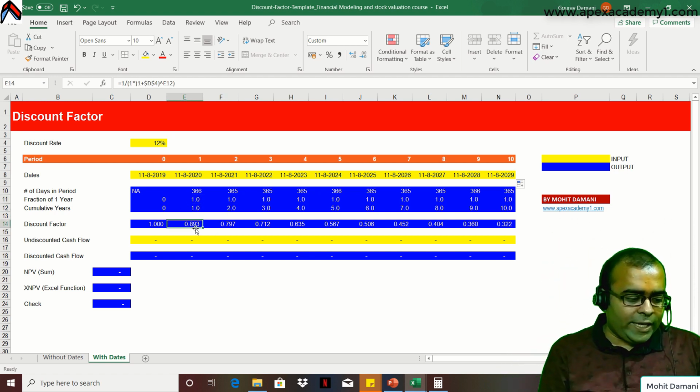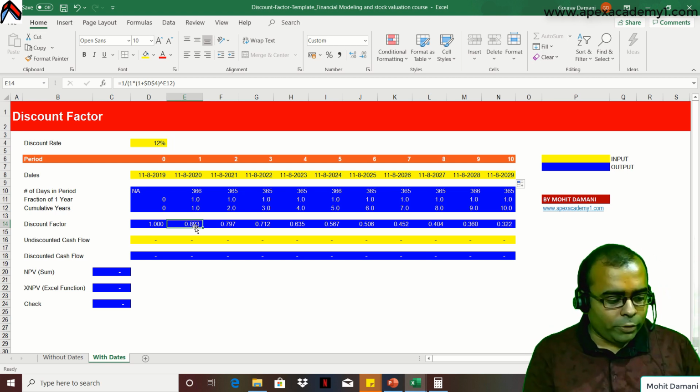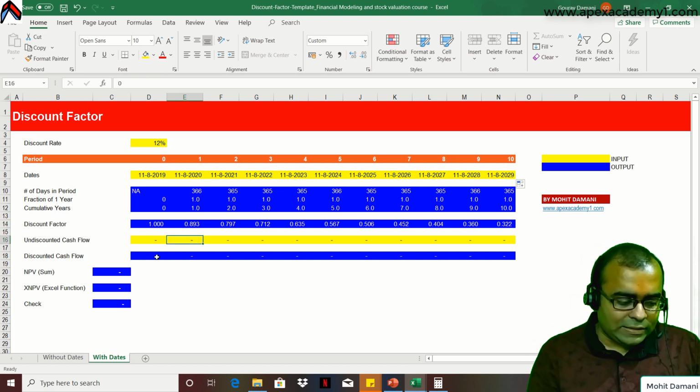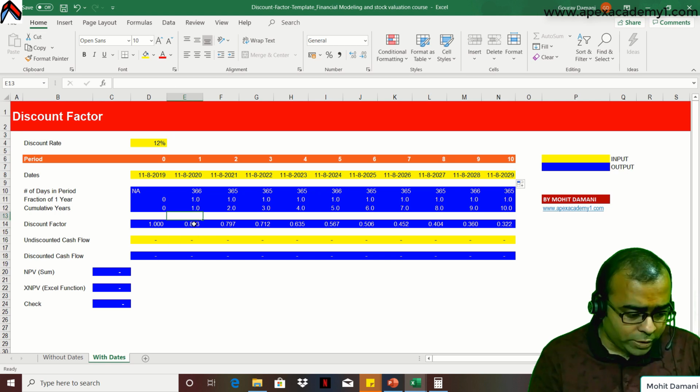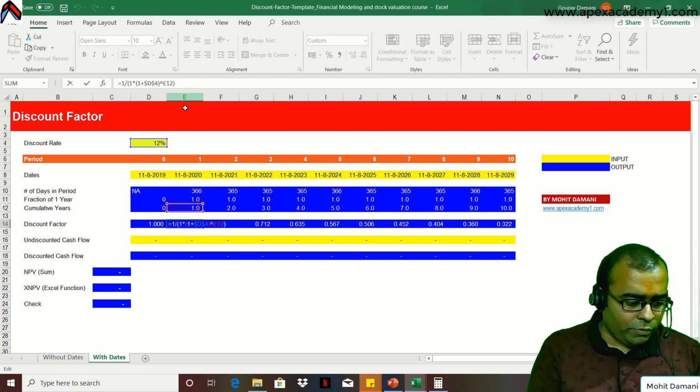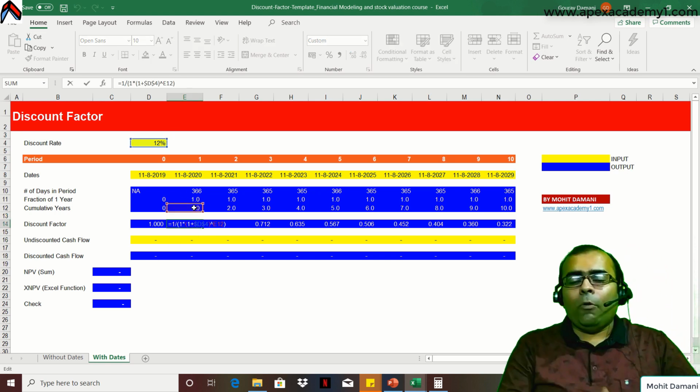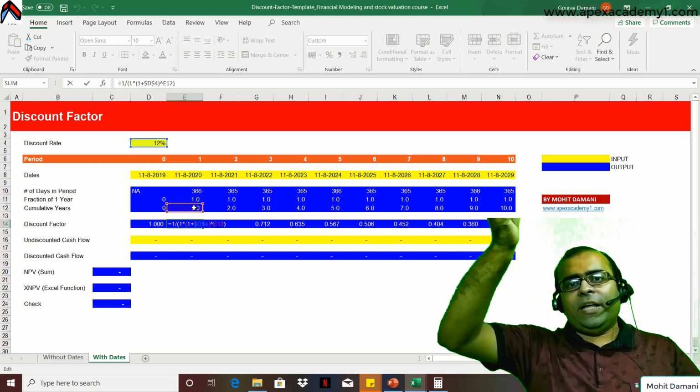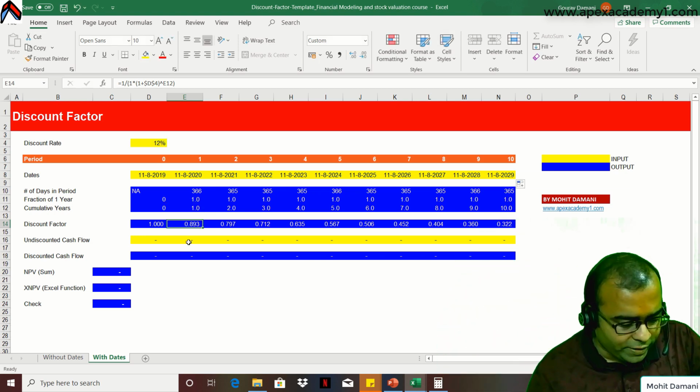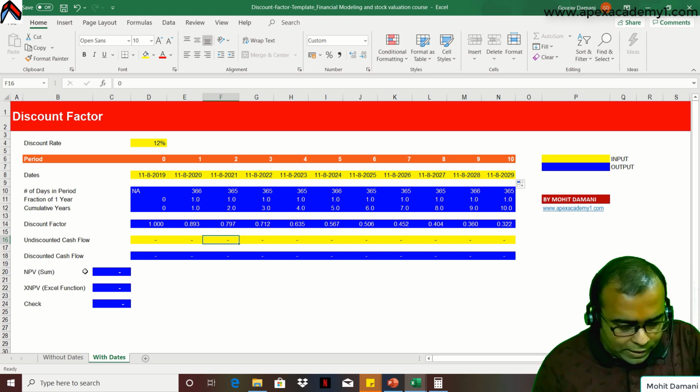I have already explained the concept of the discount factor. Again, I'm not going to repeat that, but the logic remains the same and the formula also remains the same. So if you check, you have applied the same formula. What I have done is convert the number of days into equivalent cumulative years. Okay. Now apply the undiscounted cash flow.